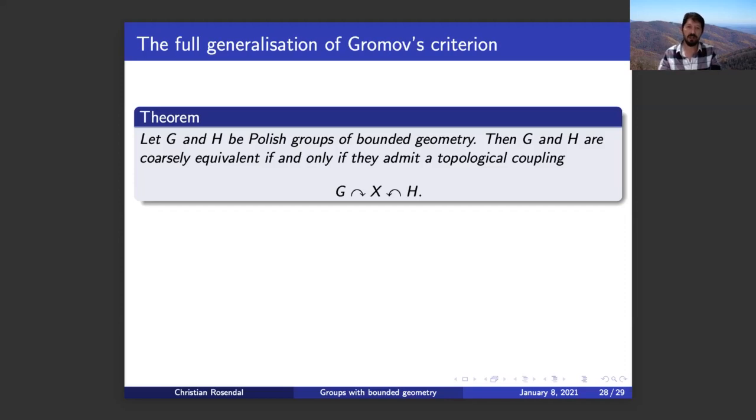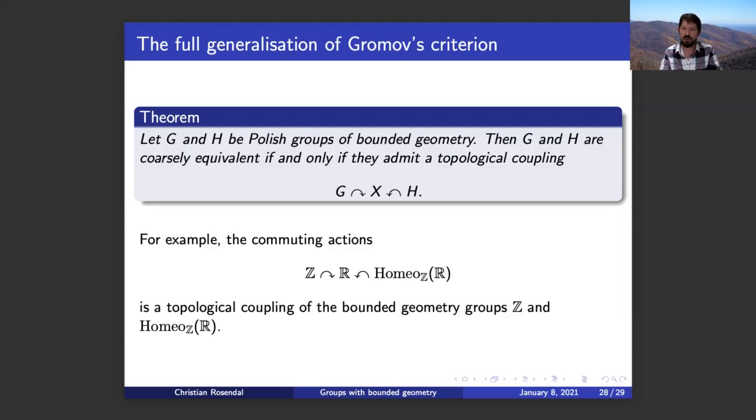I won't have time to do that, but let me just mention the canonical example that motivates this to begin with, namely the coupling between the group of integers acting by translation on the real line and this group of homeomorphisms of the real line commuting with integral translations. By definition, these tautological actions, the evaluation action of this group on the real line and the translation action here, commute. This is exactly the definition of what this group is. And it is in fact a topological coupling of these two groups of bounded geometry, the integers and this homeomorphism group.